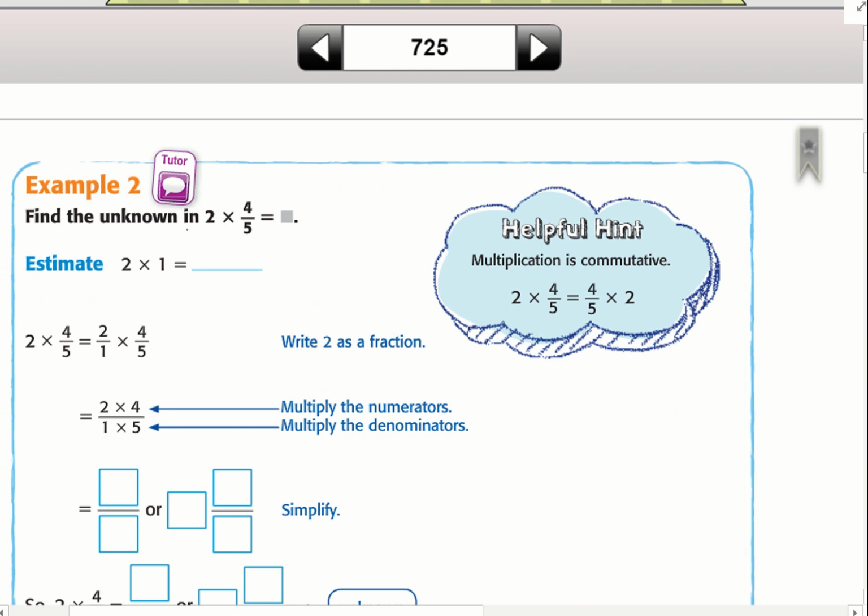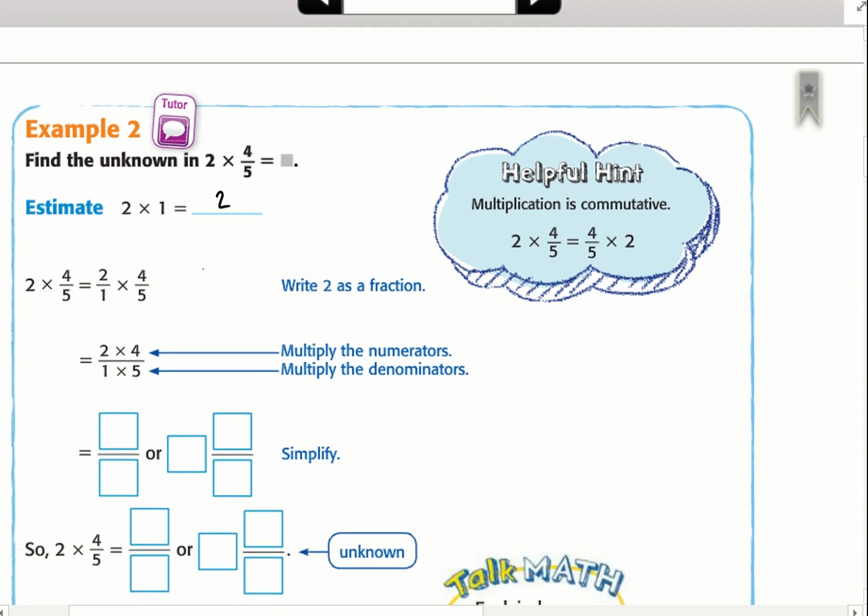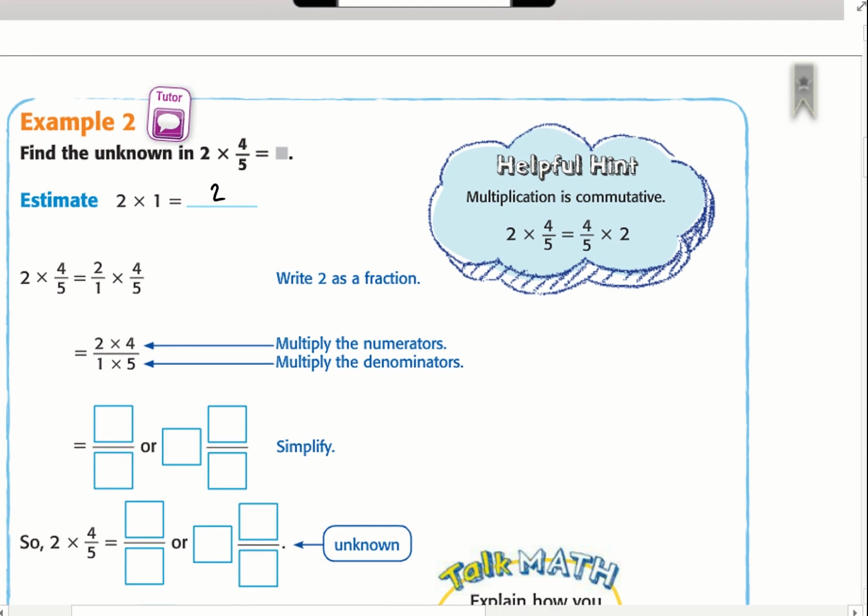Find the unknown. 2 times 4/5 equals blank. So if we estimate, 4/5 is close to 1, so our answer should be relatively close to 2. So we're going to write 2 as a fraction. So 2 times 4/5 equals 2 over 1 times 4/5. So we have 2 times 4 equals 8. 1 times 5 equals 5.